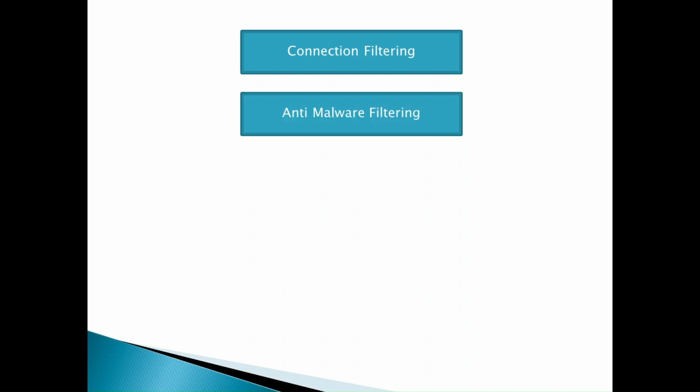After connection filtering, we have anti-malware filtering. In anti-malware filtering, the filter scans the email attachment and its body content. If anything malicious, any threat or any virus is found, then it will move to the quarantine and only the administrator can work on this email or release this email. Okay.